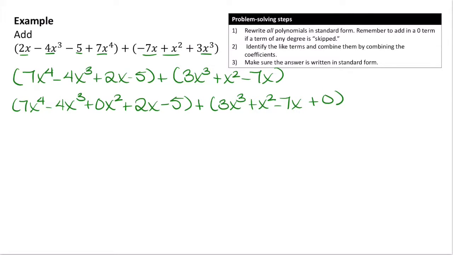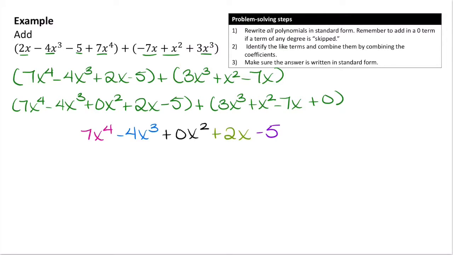Okay, so now that we have all our terms written out, let's go ahead and write out our polynomials. So we have 7x to the 4th, and then we have minus 4x cubed, and then we have plus 0x squared, and then we have plus 2x, and let's see, we have minus 5. Okay, so now when we're combining with our second polynomial, notice that I don't have an x to the 4th term in my second polynomial, right?